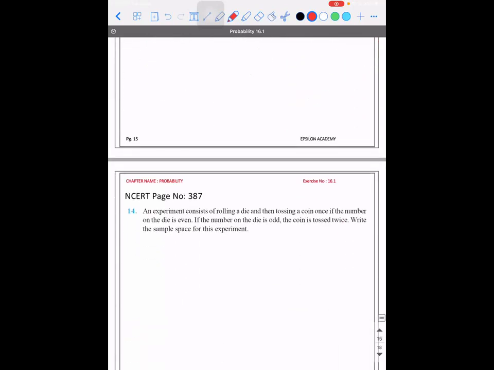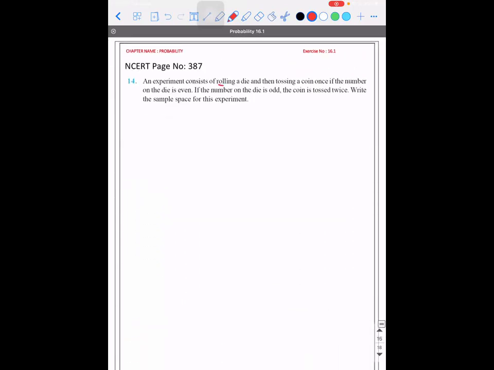Okay, next one. An experiment consists of rolling a die and then tossing a coin once if the number on the die is even. Okay, I'll read it again. An experiment consists of rolling a die and tossing a coin once if the number on the die is even. If the number on the die is odd, then the coin is tossed twice. Write the sample space for the experiment.